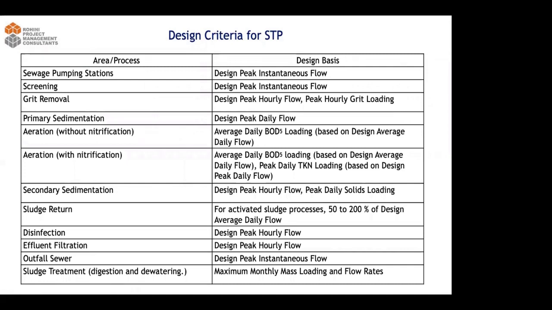For example, let us say for a sewage pumping station, the design basis would be designed for peak instantaneous flow. For screening also, it's the same thing. For grit removal, designed for peak hourly flow. Similarly, for primary sedimentation, aeration, then secondary sedimentation, all these are the design basis. For sludge treatment, you have to consider as a basis the maximum monthly mass loading and the flow rates.